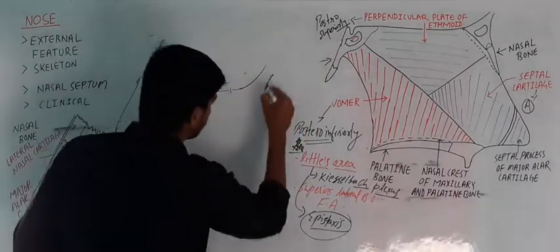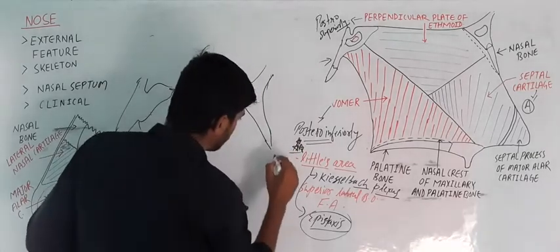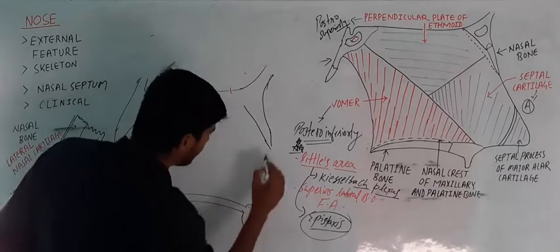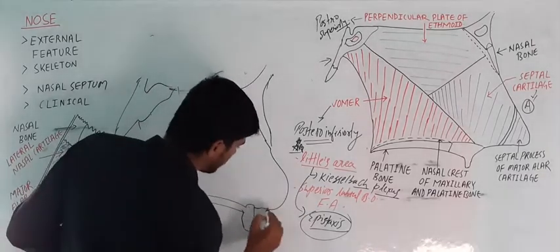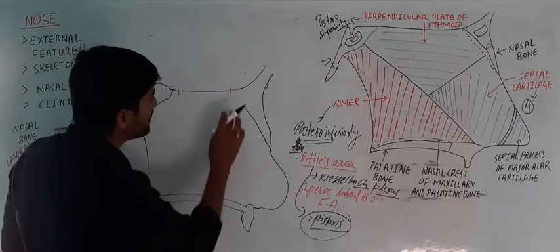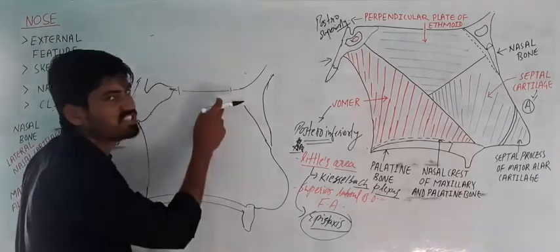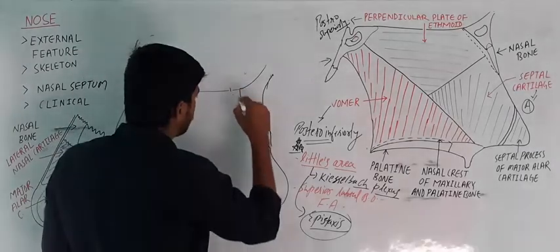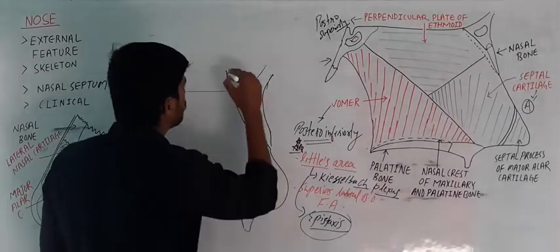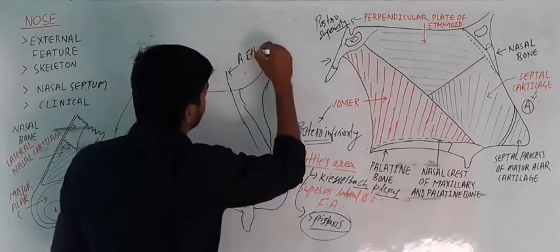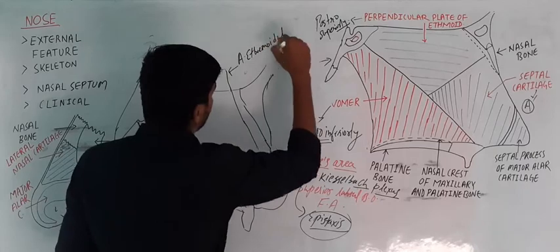Again, this is formed by this, right? Here is the palate, and from here it will come like this. So tell me, here is what? Ethmoid. It is formed by the ethmoid. So there is one nerve that is called the anterior ethmoidal nerve.